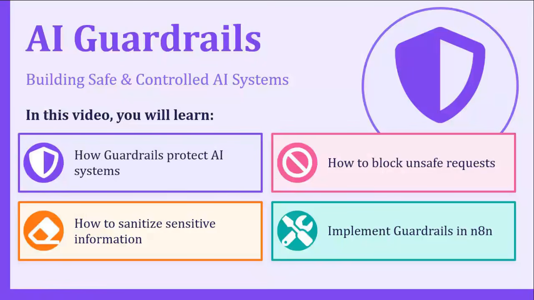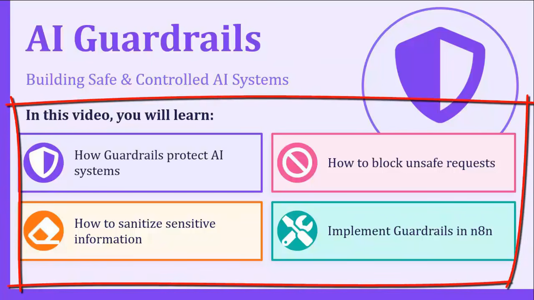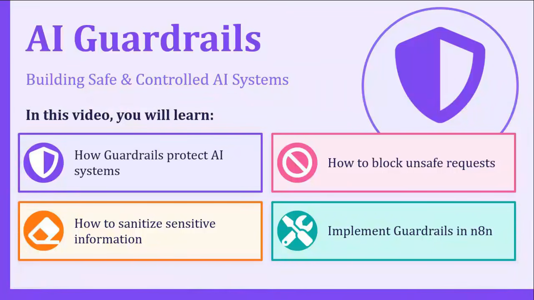Let's move on. In this video, we are going to discuss guardrails in AI workflows. So here we will learn how guardrails protect AI systems, how to block unsafe requests, how to sanitize sensitive information, and how to implement guardrails using n8n with our AI flight booking workflow. By the end of this video, you will clearly understand how real AI systems add safety and control before allowing AI agents to take action.